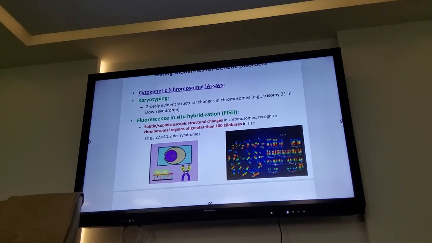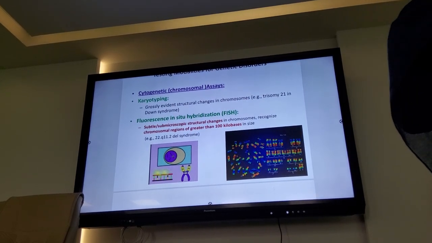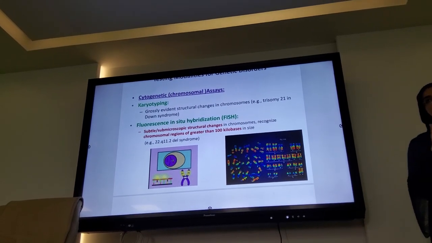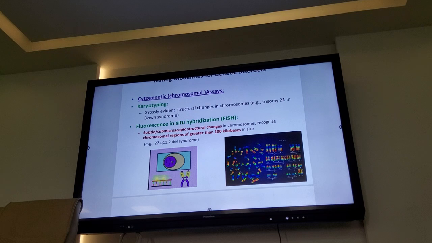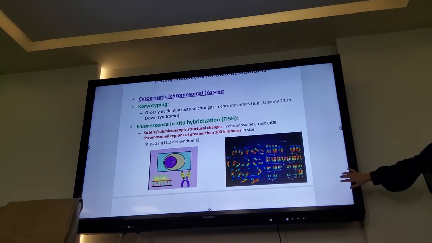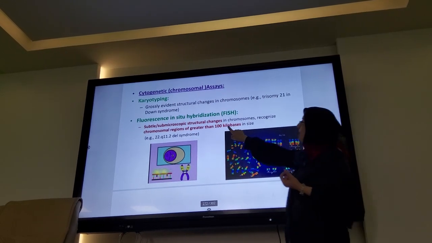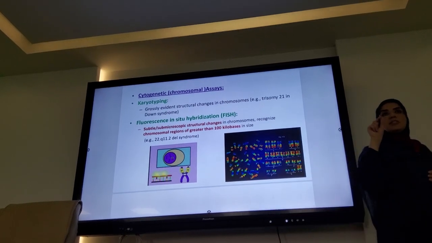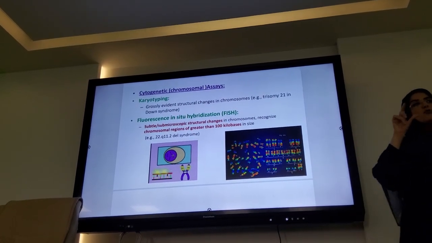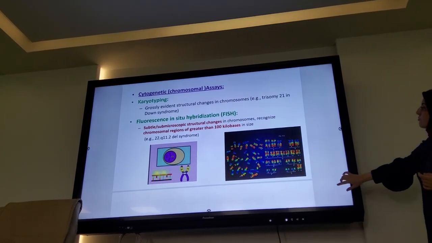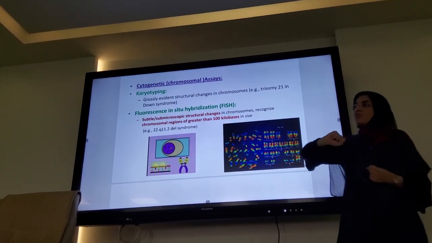Sometimes we need to evaluate the structure of chromosome. For example, in Down syndrome, we use karyotyping. We can see the big problem, big structural or numbers abnormality in chromosome. But when we want to find small abnormalities, for example, deletion in some areas of the chromosome, we're using FISH.